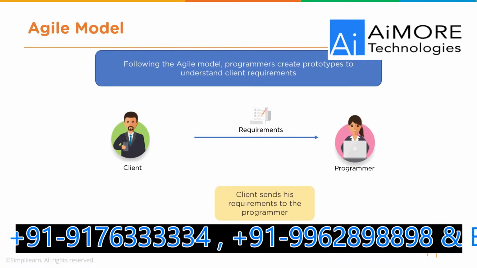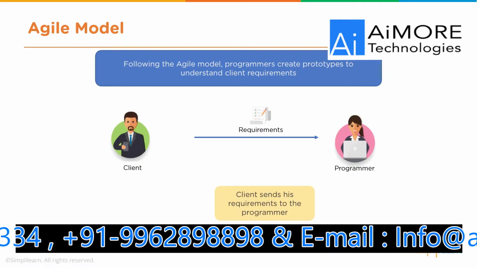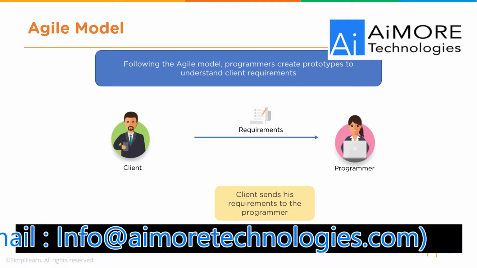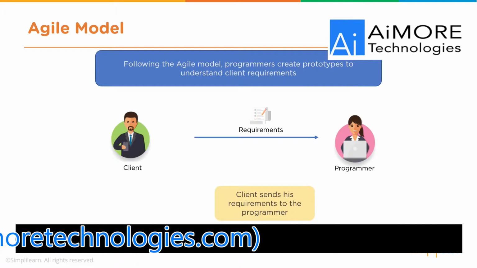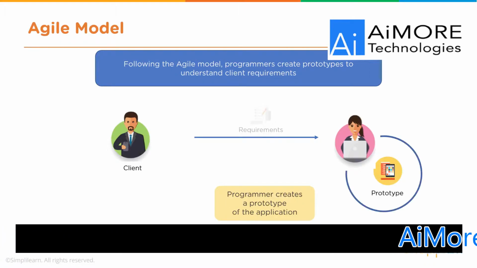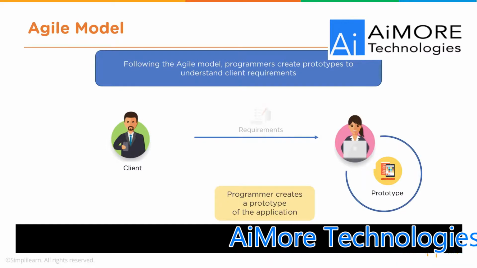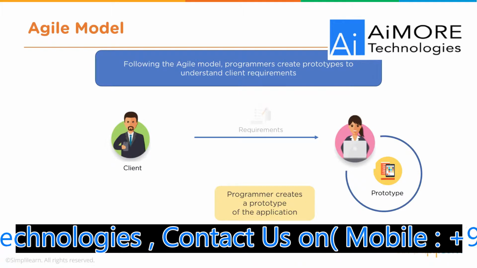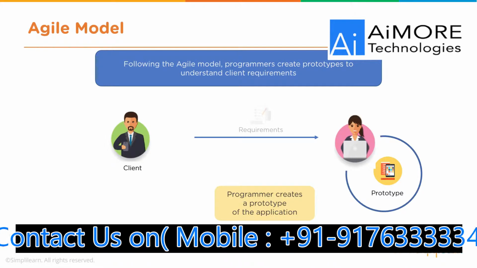The Agile model allows programmers to create prototypes and get those prototypes to the client with the requirements faster. And the client is able to then send the requirements back to the programmer with feedback. This allows us to create what we call a feedback loop, where we're able to get information to the client and the client can get back to the development team much faster.